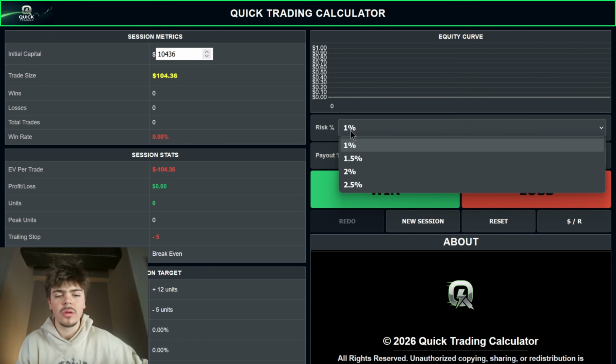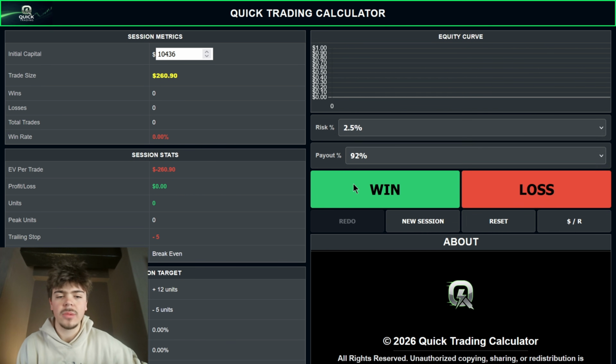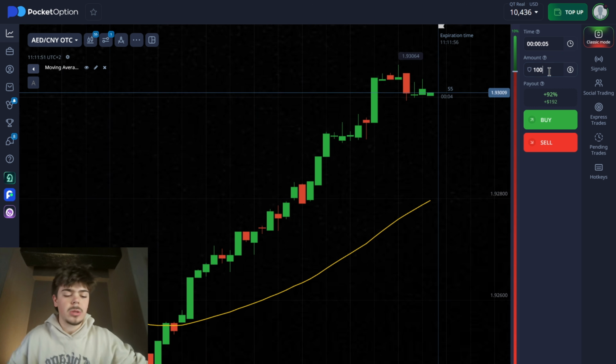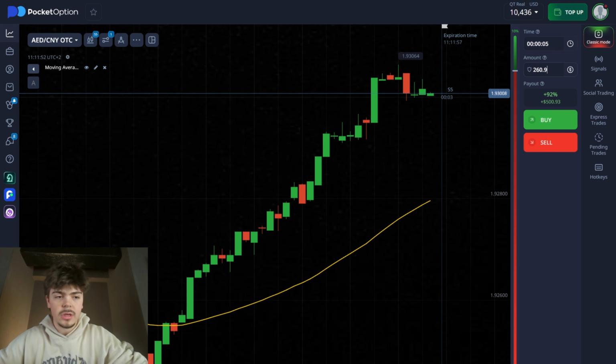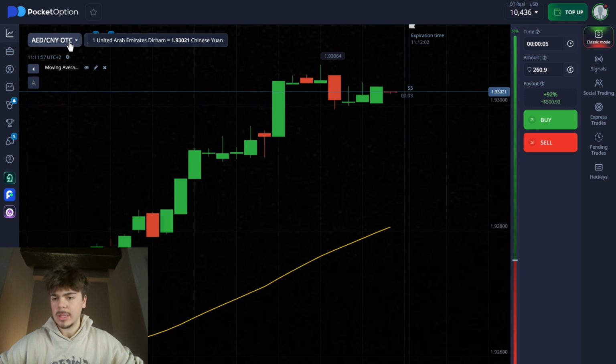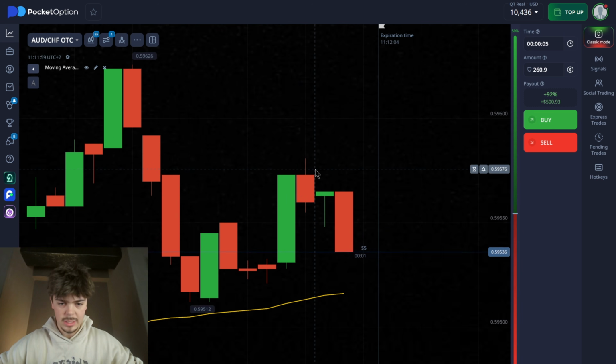Now, I'm feeling quite good about this session, so I'm actually going to be doing a 2.5% risk. Therefore, I'll be doing $260.9 literally each and every single trade of this entire session. So let's go and enter this inside of the calculator over here. So it's going to be 260.9, and that's going to be our trade size for this entire session. Now, let's get straight into the session over here.